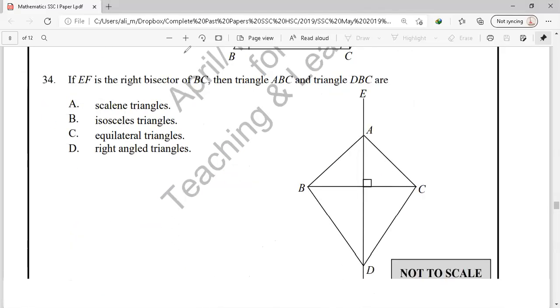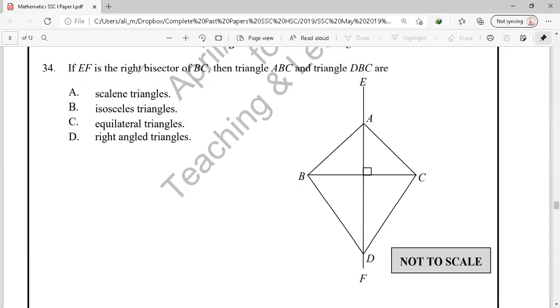Let's see question number 34. In question number 34, EF is the right bisector of side BC. So EF is the right bisector, it means this will be 90 degrees, and this portion will be equal to this portion. Then triangle ABC and triangle DCB are what type of triangle? So we know that this point A lies on the right bisector and this point D lies on the right bisector. So the theorem says that whenever a point lies on a right bisector of a side, it is equidistant from the ends of the line segment.